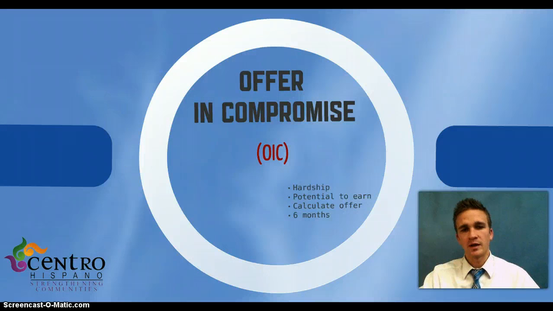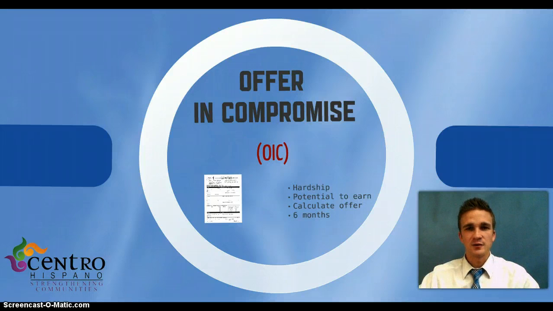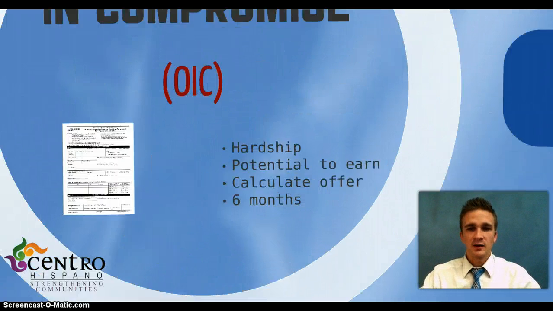Then we have Offer in Compromise. Offer in Compromise is talked about a lot. A lot of people attempt to do this because it's so novel. There's this idea that you can resolve your issue and settle your debt for pennies on the dollar with the IRS. And it's true, sometimes people owe hundreds of thousands of dollars and they end up owing just a couple thousand. But you have to qualify for it, and you have to meet certain requirements.